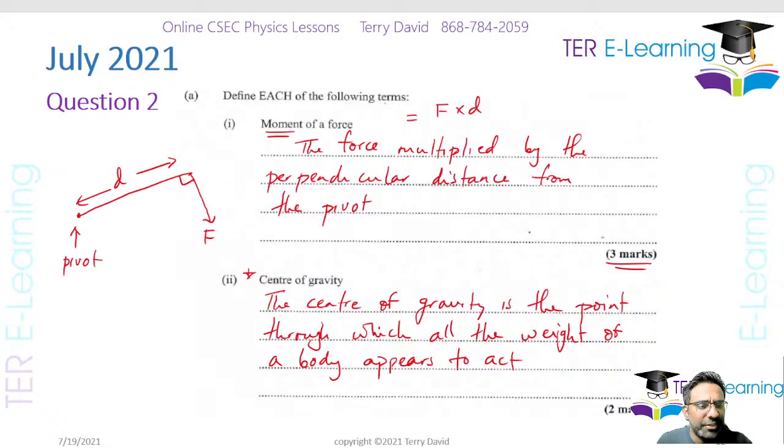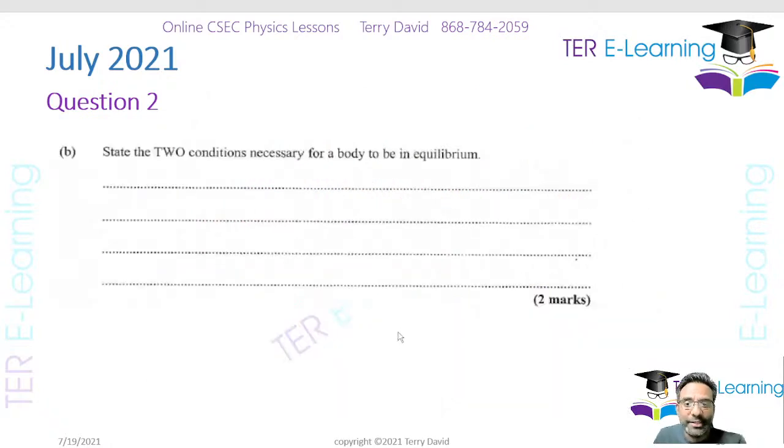Somebody is saying in the first question, if they convert it to Newton meters, that's fine, they'll still give you the mark either way. So that's it. 5 marks, definitions. Not much I can tell you here.